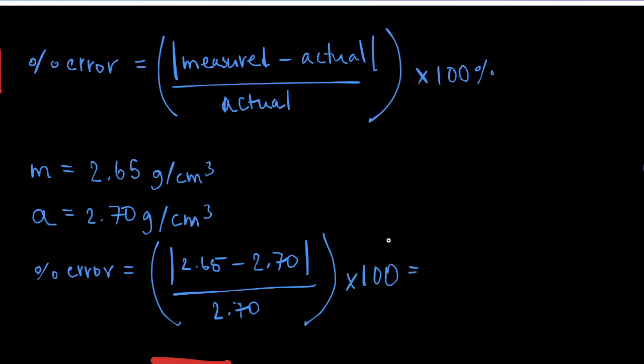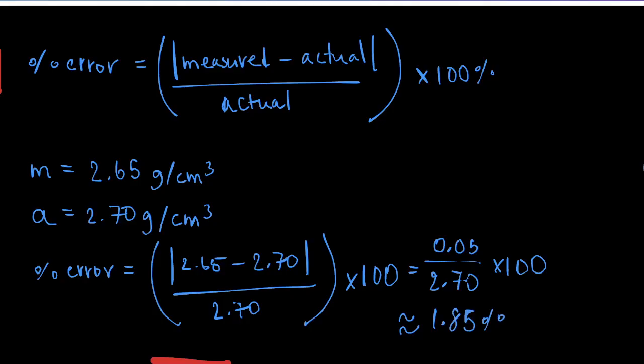Further simplifying, this is 0.05 divided by 2.7 times 100, which gives us an answer of approximately 1.85%. And this here is going to be our percent error in this case. So your percent error is 1.85%. It's a small difference, but then again, this is how you show that level of precision. All right, let's look at another example.